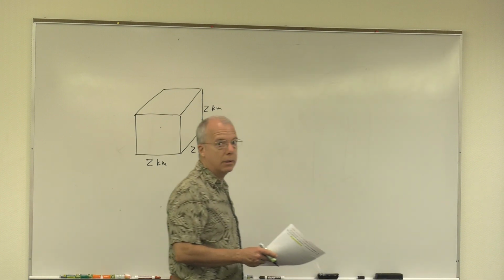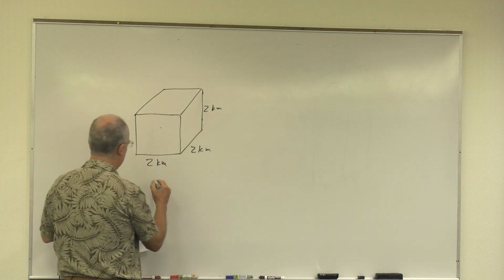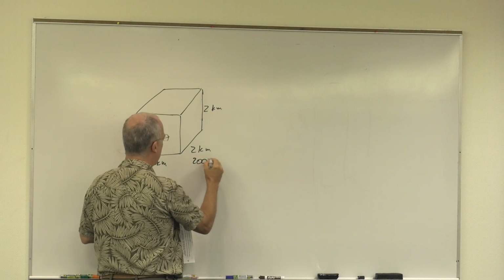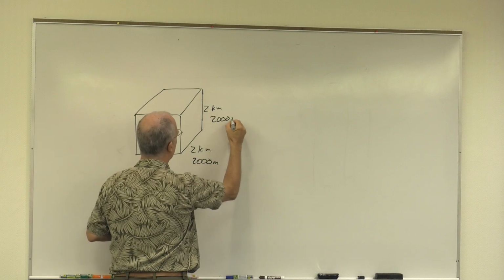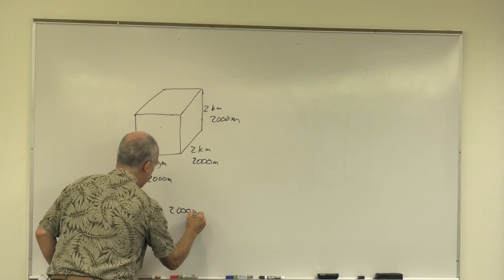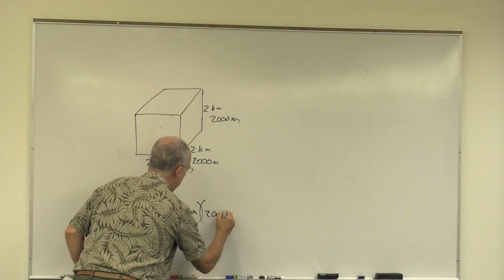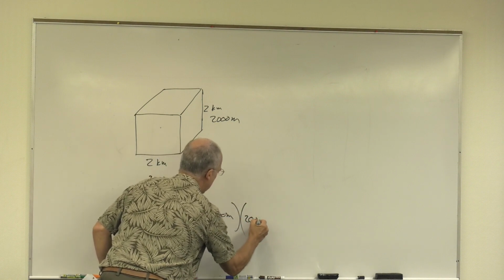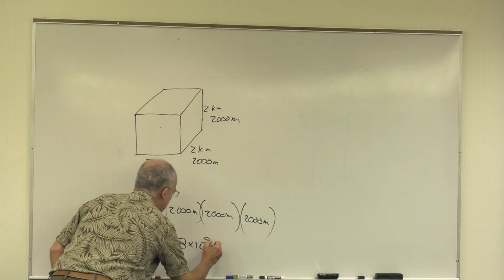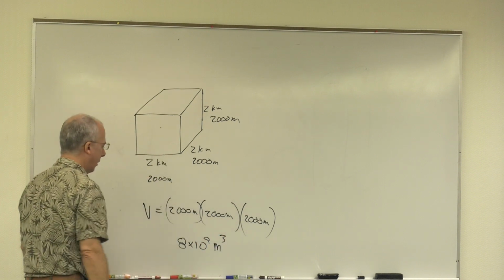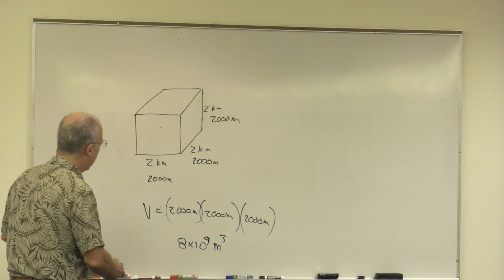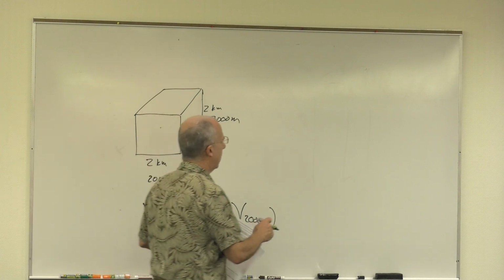So we'll do it in 2 ways. What's 2 kilometers? It's 2,000 meters. So that's 2,000 meters, that's 2,000 meters, that's 2,000 meters. Okay, so what's the volume? The volume is 2,000 meters times 2,000 meters times 2,000 meters, all right? Well, that's 8 times 10 to the 9th meters cubed. Okay, that's one way to do it. And that's a good way. Nothing wrong with that.